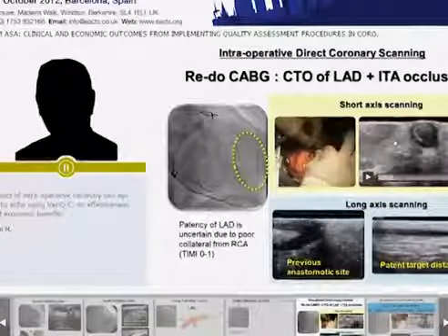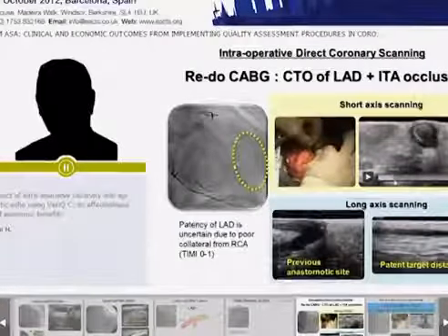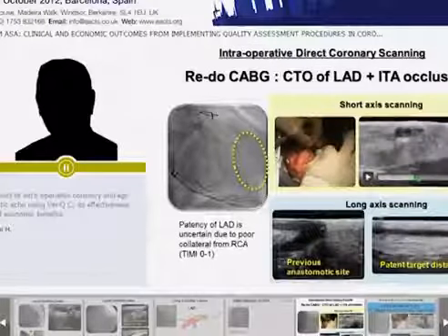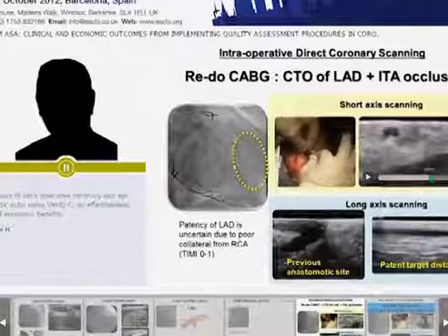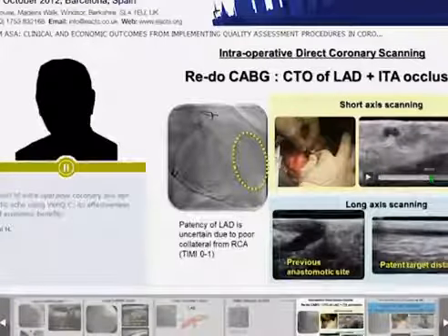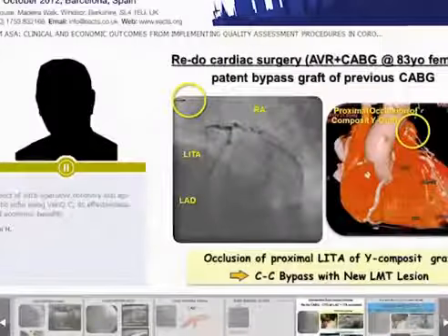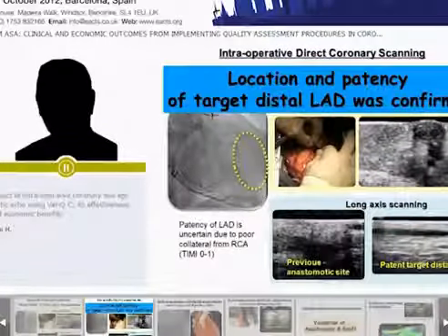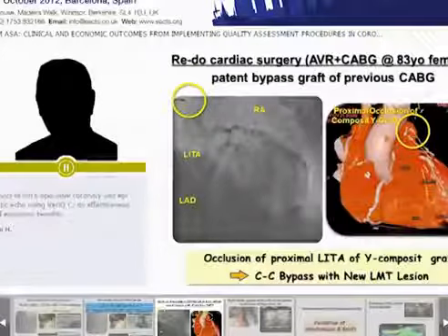This is the occluded LITA, and this is the LAD. And then gradually scanning it, there is some kind of thrombosis over there. In this study, the caliber is very small, but there was a LAD. And the longitudinal view shows like this. For this patient, the location and patency of the target distal LAD was confirmed before arterial incision.